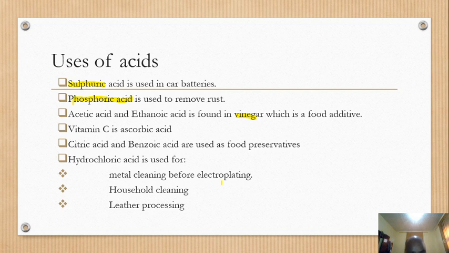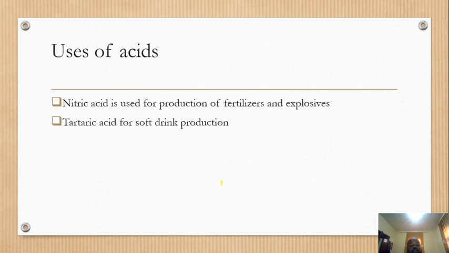Leather processing. When we are making leather, you remove the hides and skins from animals and you want to turn them into useful products, and you are taking them into the industry, usually we bleach them in hydrochloric acid, right? So these are the uses of acids.